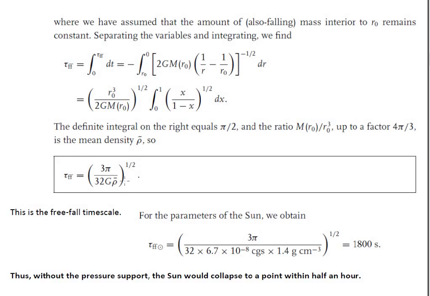Okay, now what's the value for our sun? So if you put in the parameters of the sun, as you can see I have done over here, then you will see that it comes out to be approximately 30 minutes. So this means that without the pressure support, the sun would collapse to a point within half an hour. Of course, this is not happening, right? And we are very lucky that it is not happening. Anyway, it cannot even happen because of the pressure support. And even if pressure support is not there, there is also your degeneracy pressure. But anyway, that's other talk.